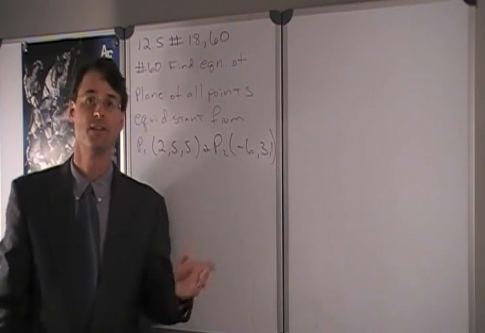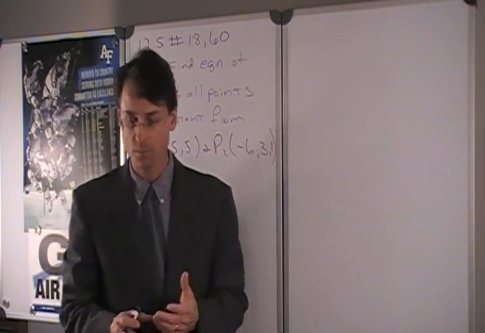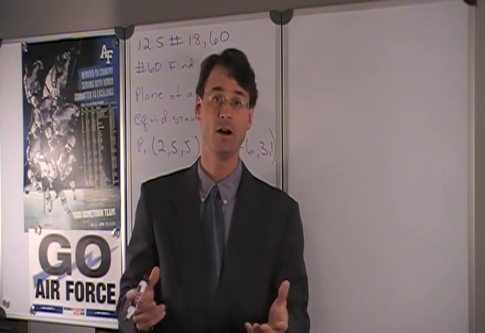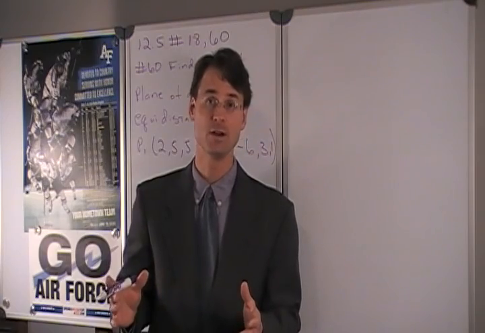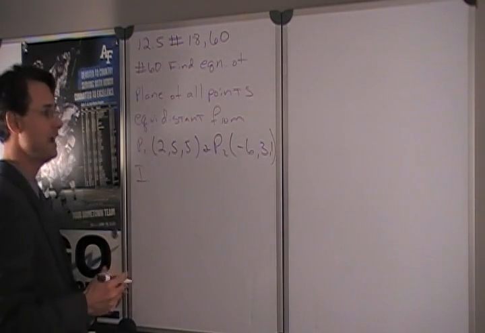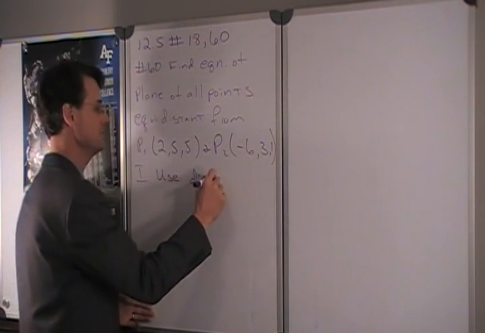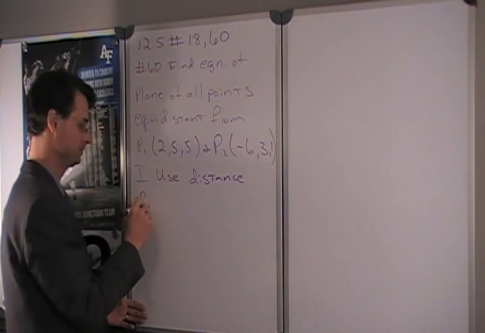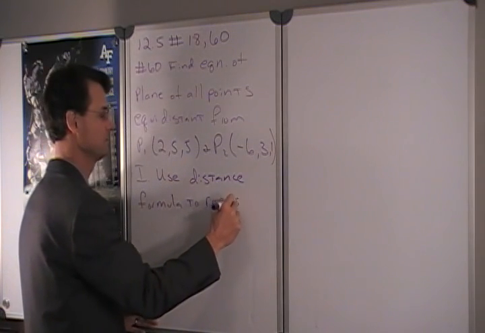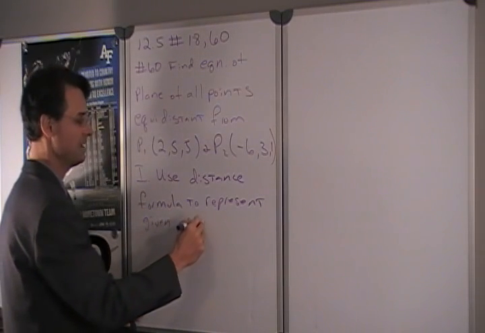Alright, number 60 asks us to find the equation of a plane for all the points that are equidistant, and then we're given 2 points. All the points in that plane are equidistant from these other 2 points. So the big idea here is we want to use the distance formula to represent the given information as an equation.